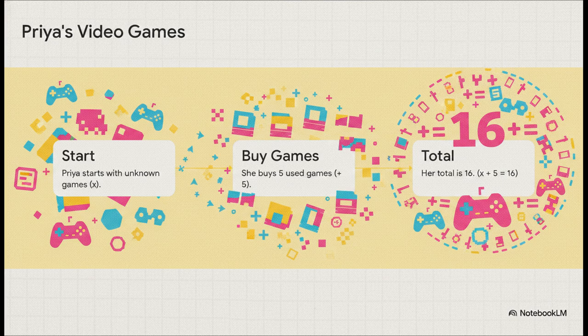Imagine Priya heads to the game store. Now, she already has some video games sitting at home, but we have no idea how many. So boom, that's our variable, x. While she's at the store, she buys a bundle of 5 used games. We just add that to her collection, giving us the phrase x plus 5. When she finally gets back home, she counts her entire collection and realizes she has exactly 16 games in total. So we write x plus 5 equals 16. Just by translating her afternoon into mathematical notation, we've built a puzzle that's super easy to solve. I mean, clearly, x has to be 11, right?